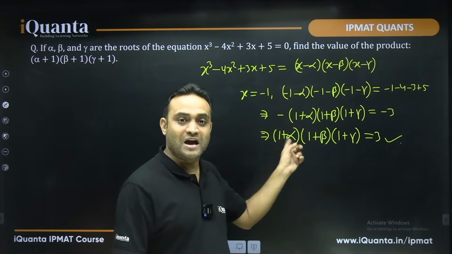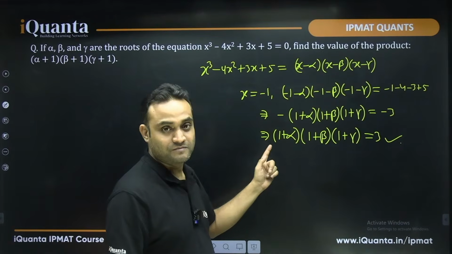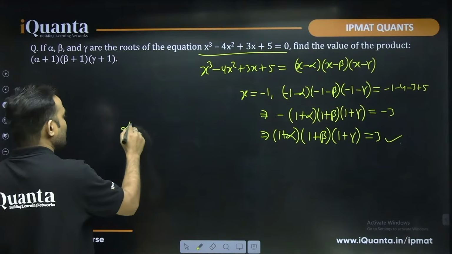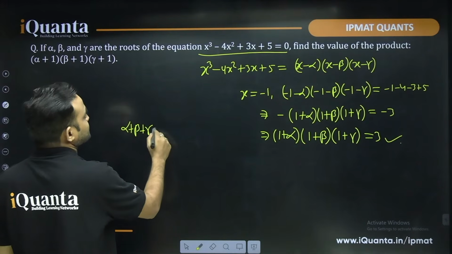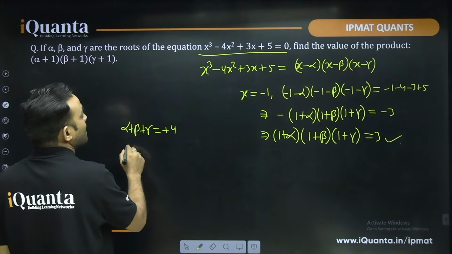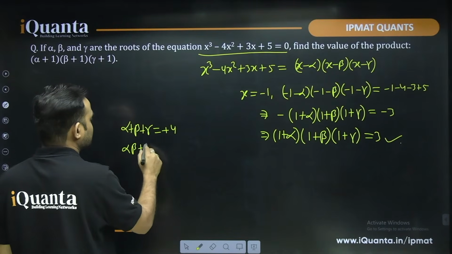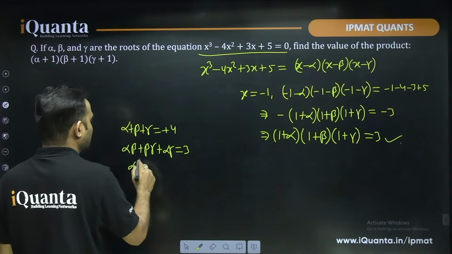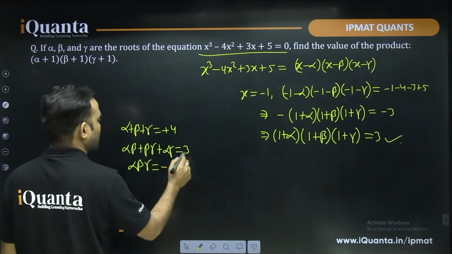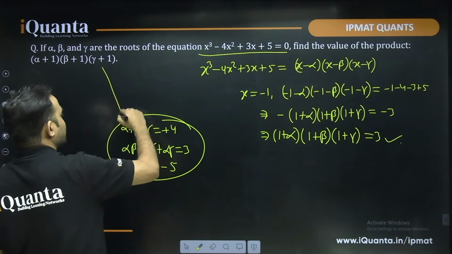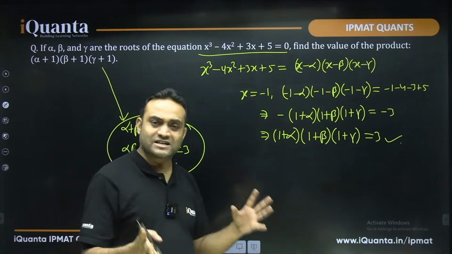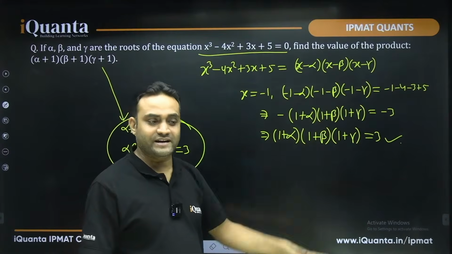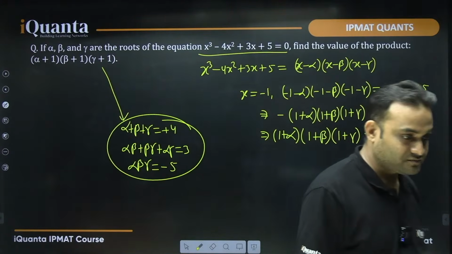How many of you have used this method to solve this question? Because from here I can surely say that alpha plus beta plus gamma will be 4. Alpha beta plus beta gamma plus alpha gamma will be 3. Alpha beta gamma will be minus 5. And then I can use this here. But that will take so much time. If you understand this, then use this, right? That's much easier.